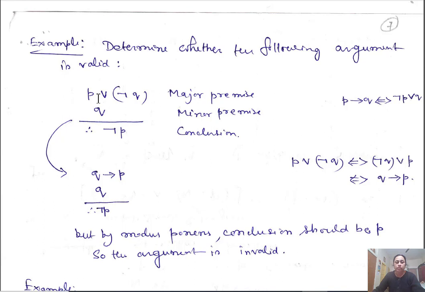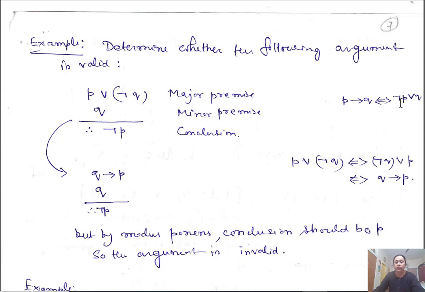We know that P implies Q. This is equivalent to negation of P or Q. In the last class, I asked you to prove it using the truth table, and I said that this is a very useful equivalence. This implication you can write as a disjunction, negation of P or Q. So here we have P or negation of Q.